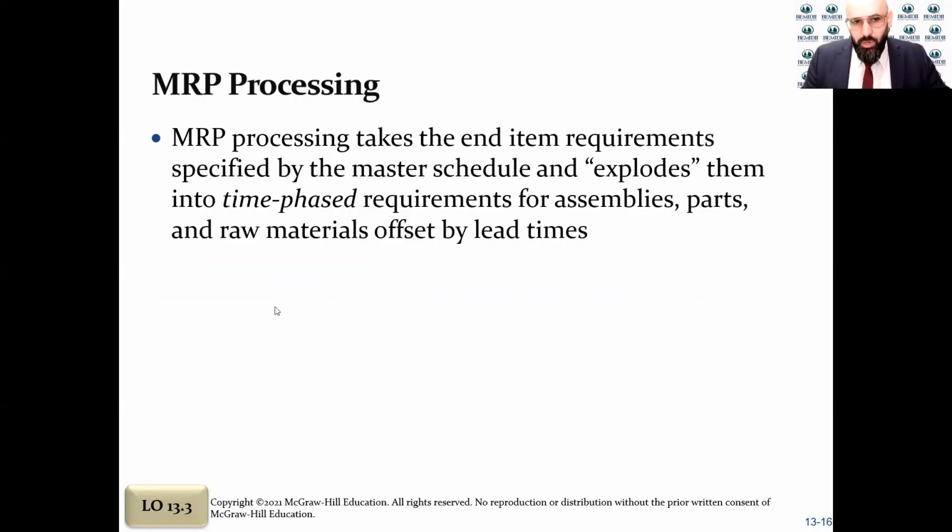So in order to process the MRP, we take all this information from the inputs, we put them together, and we basically create a time phased plan or time phased requirements for assemblies, parts, and raw material, which are offset by the lead time. We should consider the lead time. So for example, if it will take us 2 weeks to assemble a subcomponent, we should plan ahead. We should start working on that 2 weeks ahead of time or before that time.